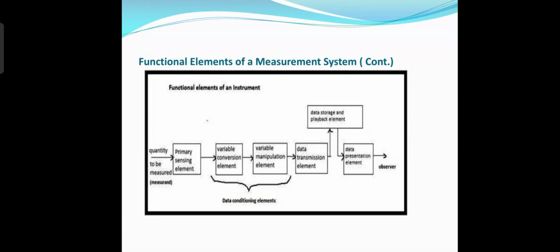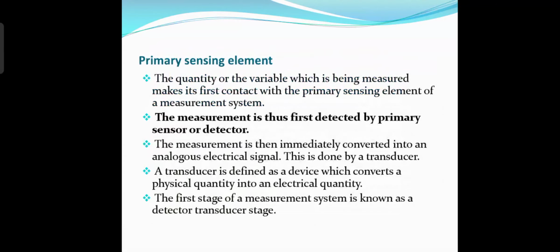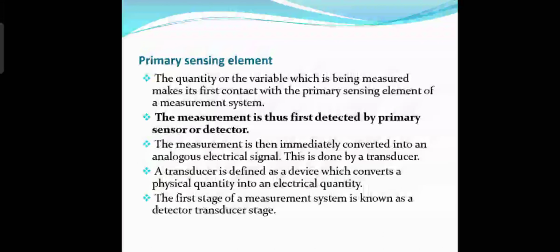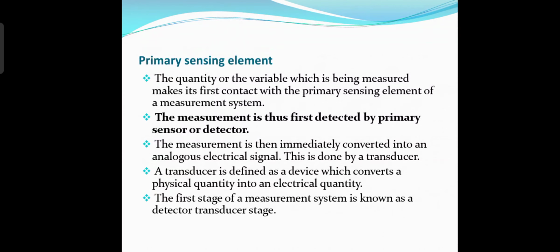Now we will see what is the work of each and every element in the blocks. First one is physical sensing element. The quantity to be measured makes its first contact with the primary sensing element. The measurement is thus first detected by the primary sensor or detector.